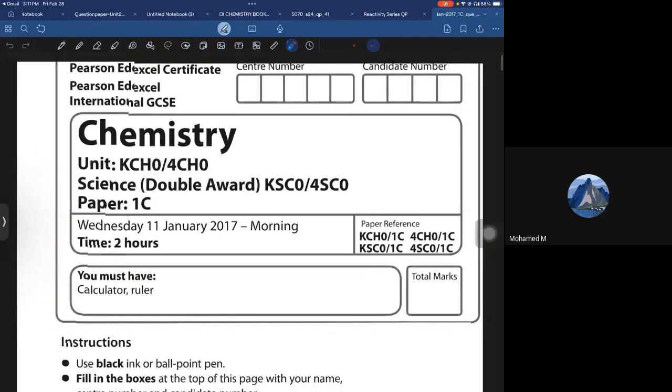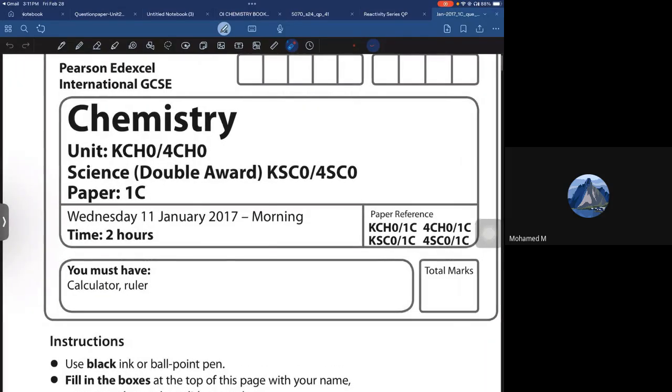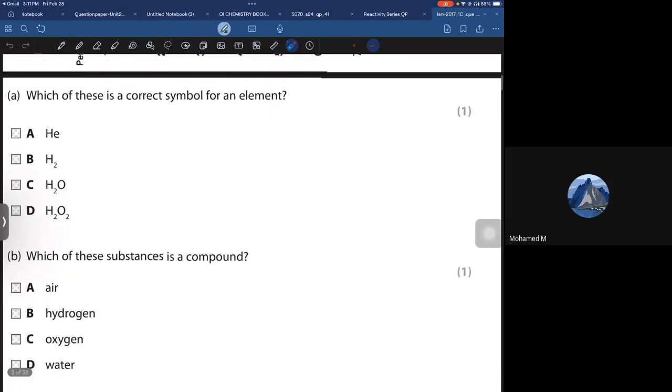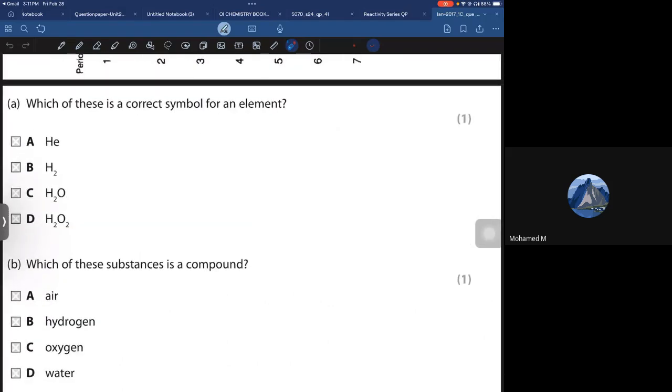So it's IGCSE Edexcel. Basically, it's paper 1C. This is question number one. Which of these is a correct symbol of an element? H, element, they are saying.